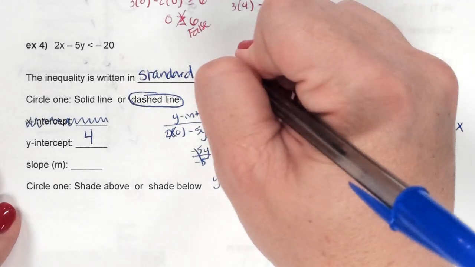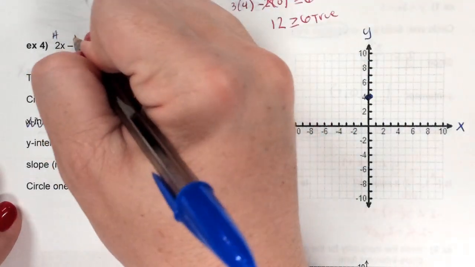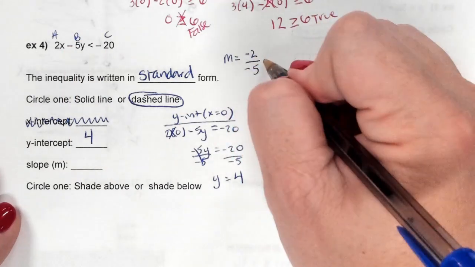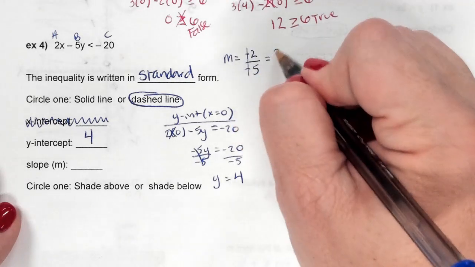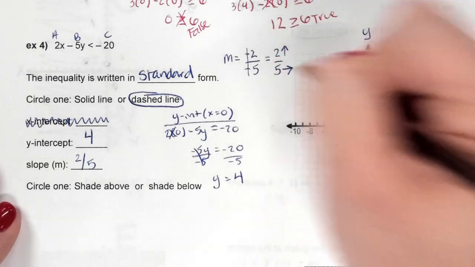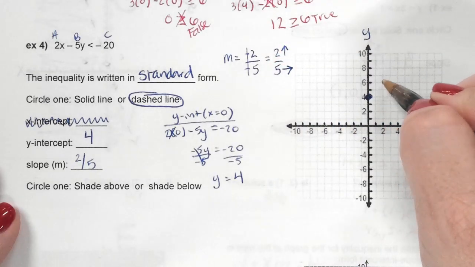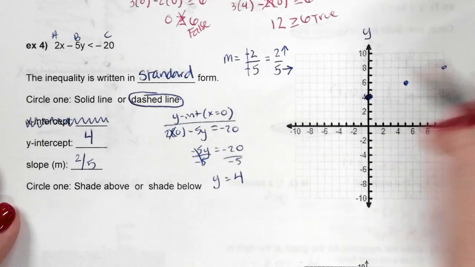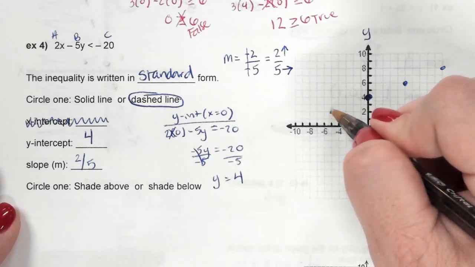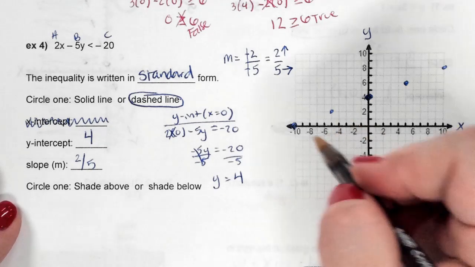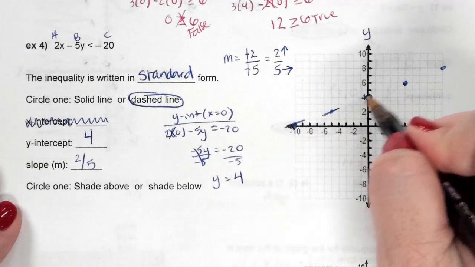Now slope, we do opposite of a over b. So opposite of a is negative 2, b is negative 5. 2 negatives makes a positive. So I'm going to rise 2, run 5. And this is a dashed line. So when it's dashed, I draw my dashes through my dots.